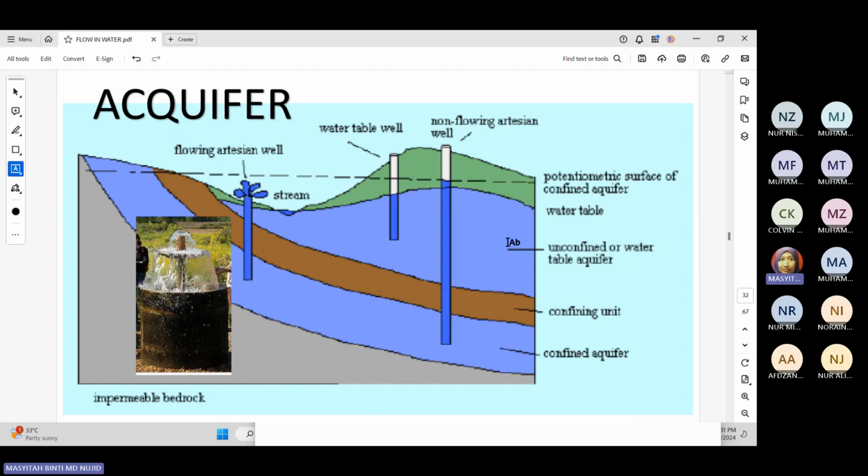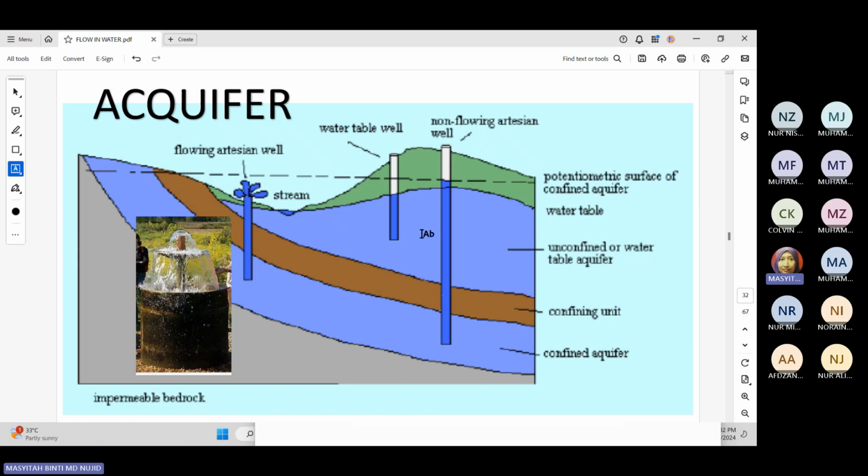Okay, same here definitions untuk represent for the confined dan juga unconfined aquifer. For example here, kenapa kat sini dia consider sebagai confined aquifer? Sebab dekat bahagian atas ni adalah confining unit, dekat bawah ni adalah impermeable bedrock, so that on top and bottom dia adalah impermeable layer. Therefore, this is a part where the observation well is landed at the confined aquifer.